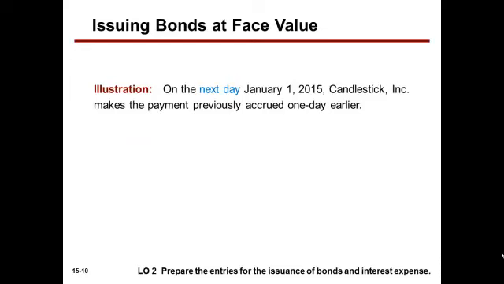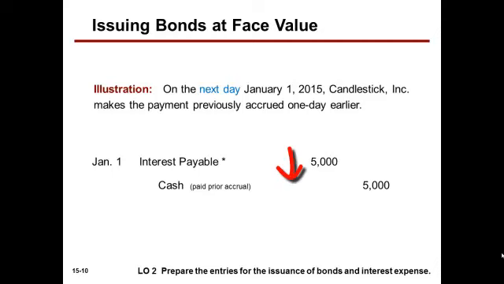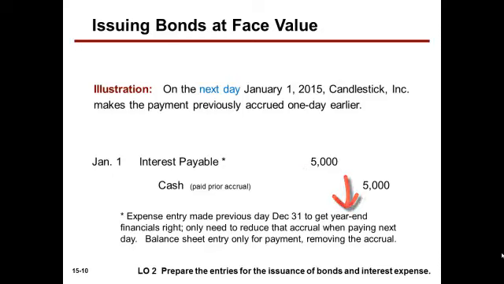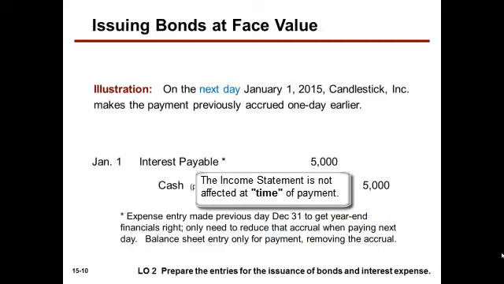On the very next day, January 1st, Candlestick makes payment against the previously accrued interest from one day earlier. Debit interest payable, reducing it $5,000. Credit cash $5,000, reducing cash, paying the prior accrual. Again, the expense entry is made the previous day to get the financials right. We only need to reduce that accrual when paying it the next day. This is a balance sheet entry only, removing the accrual. Nothing affects the income statement for this particular payment.